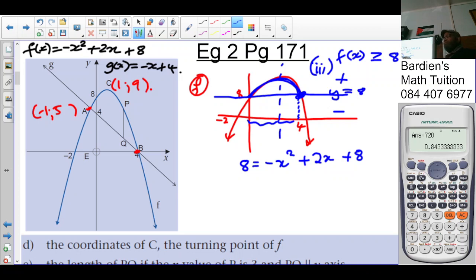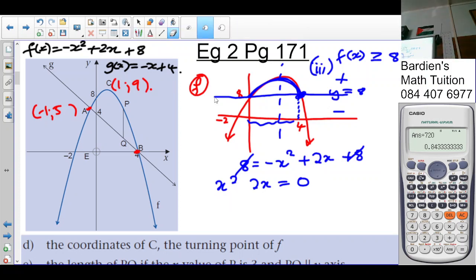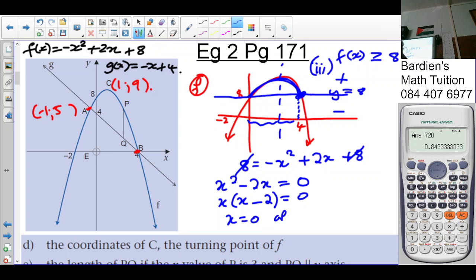You guys understand? Okay. But set it equal to 8, so that cancels everything on one side. So it's negative x squared plus 2x is equal to 0. So how do we solve for x here? Common factor, not so? The common factor of x. So I'm left with x times (x minus 2) is equal to 0. So x is equal to 0 or x is equal to 2.